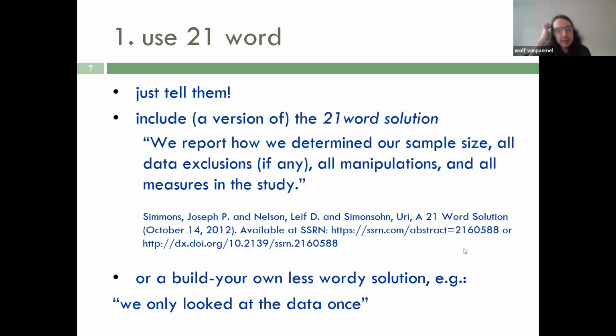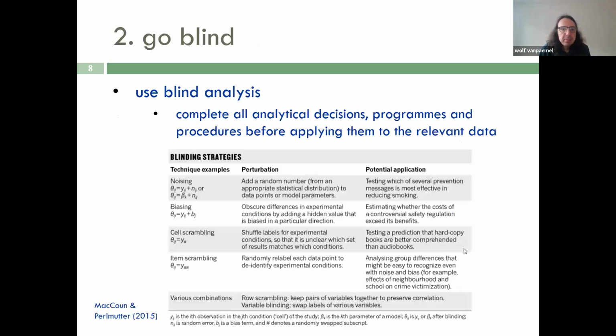Of course, you don't need to have this exact wording. If you just say we only looked at the data once, so we haven't been data peeking or making data-dependent decisions, I think it's very, very useful. It's not perfect, but it's so easy that I think we should do it more. So I really love this question. Just tell it like it is.